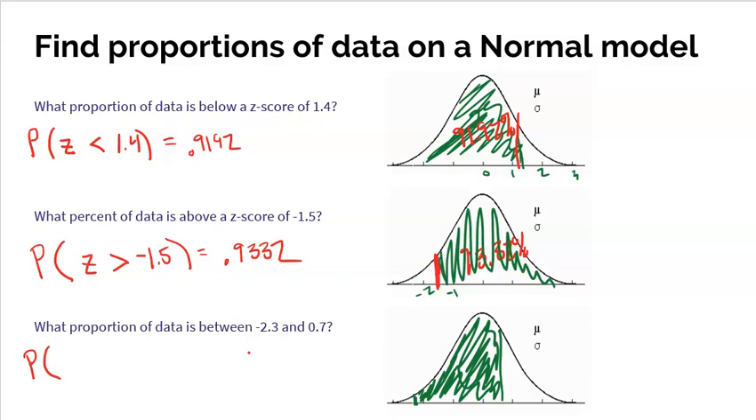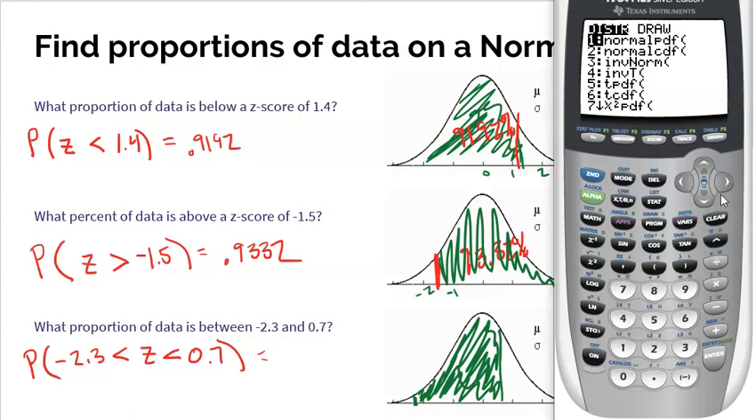What proportion of data is between negative 2.3, and there's my z, and 0.7? So again, I'm trying to find the proportion of data that is in between a z-score of negative 2.3 and 0.7. And again, I'm going to grab normal CDF here, second vars, normal CDF. And now, this time I'm literally looking in between two values. So just make sure you go left to right. Negative 2.3 is on the left. 0.7, whoops, I typed the 0 in opposite here. 0.7 on the right. And hit paste.